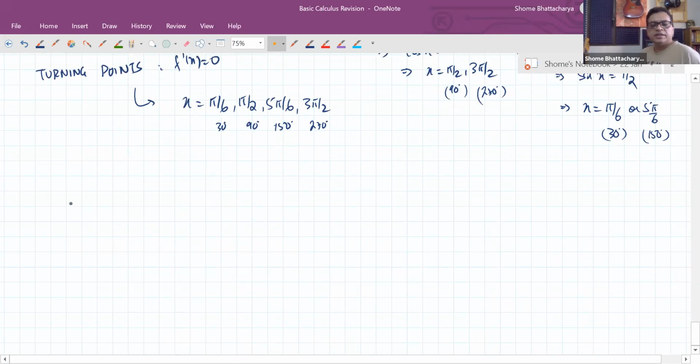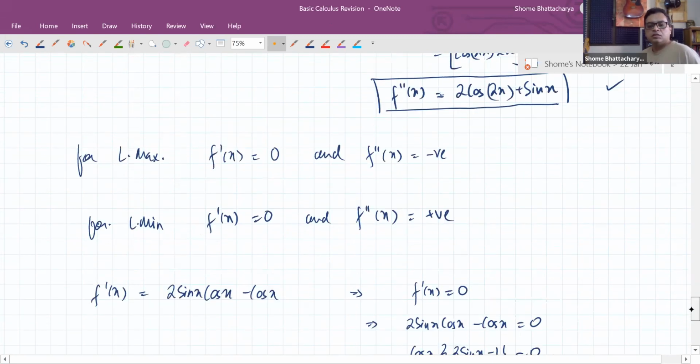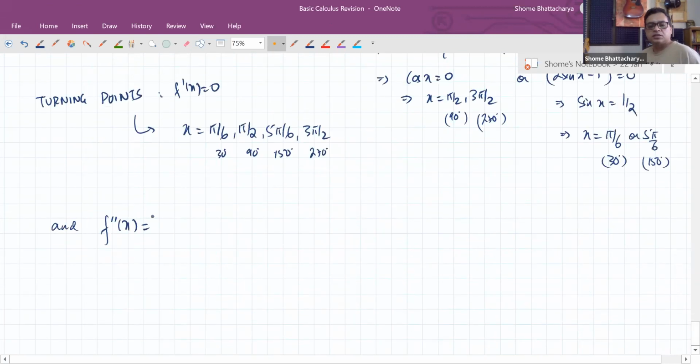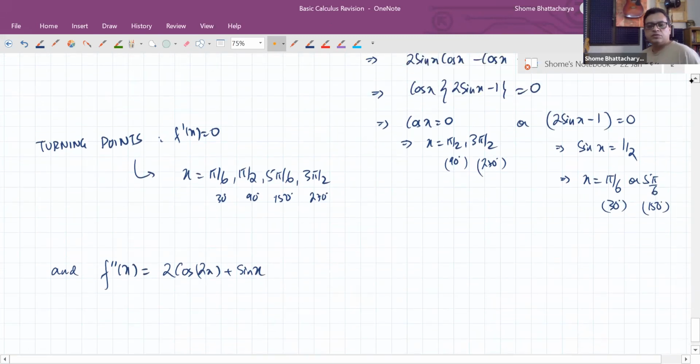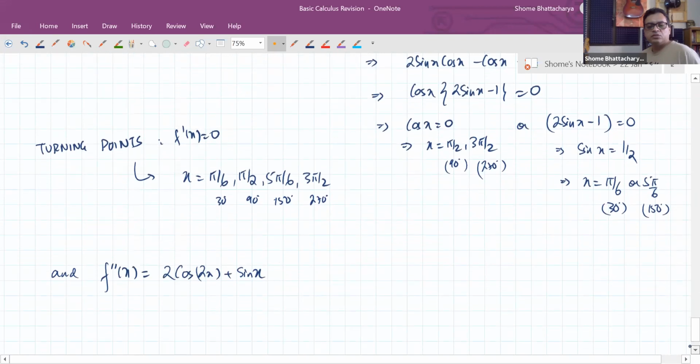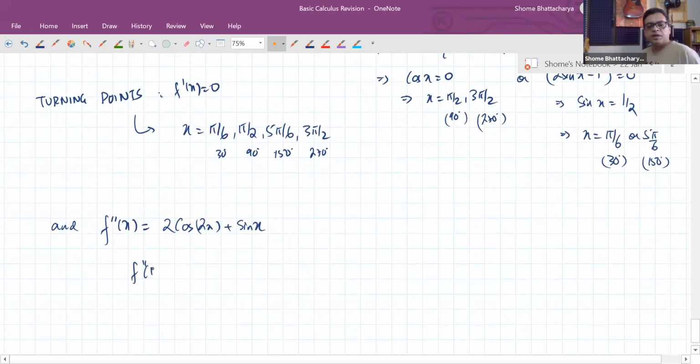Now we need to find the second derivative. And the second derivative of the function, that was how much? That was 2 cos 2x plus sin x. That is nothing but the derivative of this term. So now let's investigate. We can see that f double prime of pi by 6 is 2 cos pi by 3 plus sin pi by 6, which is 2 times cos 60 plus half, sin 30. So that is 3 by 2. But more importantly, it's positive.